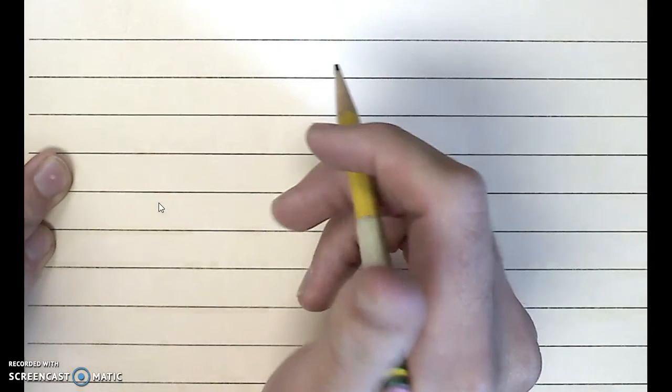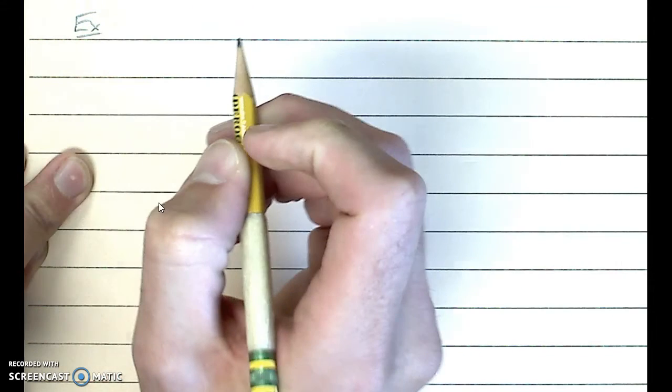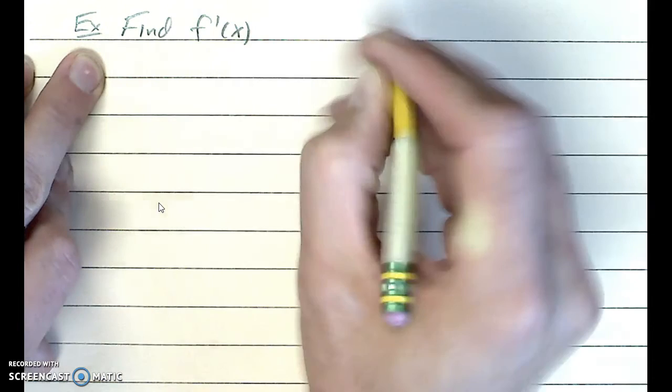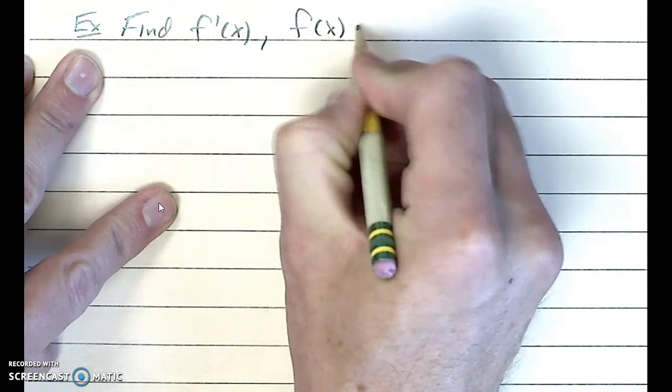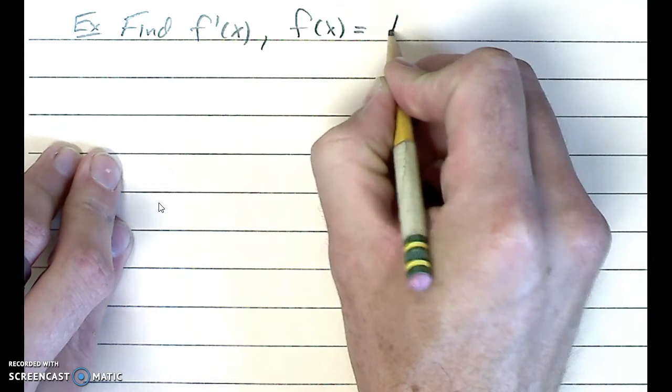So the last thing I want to talk about, it's not really calculus, it's really just some algebra things, and I'll give you a couple challenges. So, let's look at an example. If I need to find f prime of x when f of x equals just the square root of x.